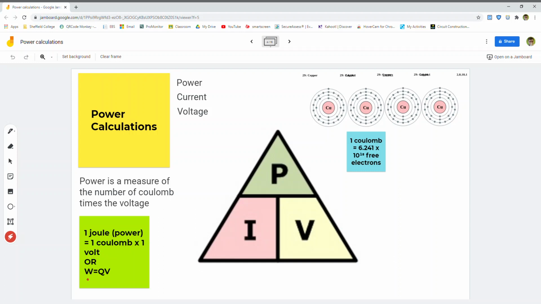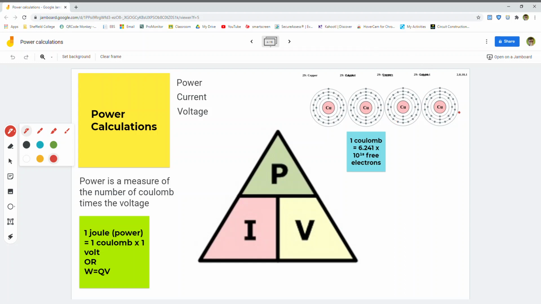Or if we put it into an equation, W, which we measure power in watts, equals Q, which is charge, times our voltage, which is V. So just to explain this in a bit more of an actual sense, let's say here we've got all of these copper atoms with our free electrons all at the top. For ease's sake, we're going to say that each one of these copper atoms is 1 coulomb of free electrons. Obviously it's not, because it's over 6 trillion free electrons in real life, but just for this diagram it makes a bit more sense.